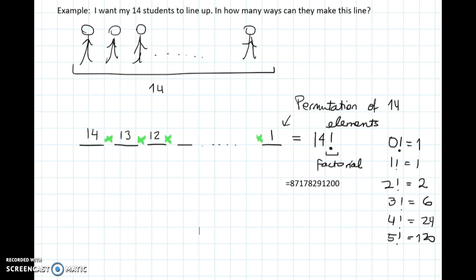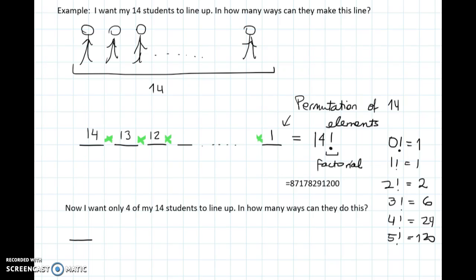Let me change this problem a little bit. Now I want 4 of my 14 students to line up. In how many ways can we do this? So let's go back to thinking about how many options we have for the first spot in the line. We're going to have 14 options.